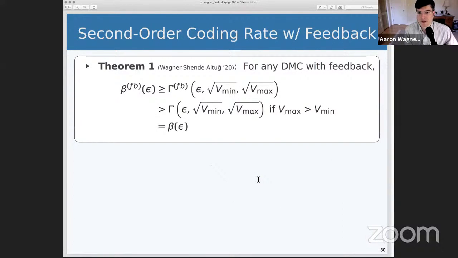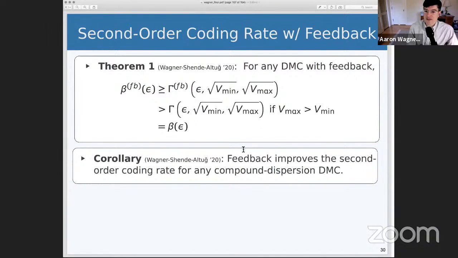All right, so here are the new results then. First of all, we can show that for any DMC with feedback, the second order coding rate is at least McNamara's threshold with feedback. As we noted earlier, this is strictly bigger than McNamara's threshold without feedback for a compound dispersion channel, and that is, as we just saw on the previous slide, the second order coding rate without feedback. So an immediate corollary is that feedback improves the second order coding rate for any compound dispersion DMC because of that inequality right there.